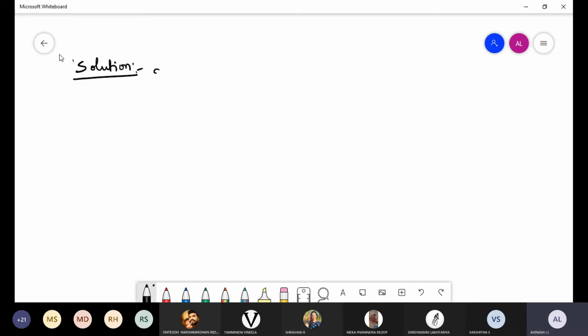What is the first thing they asked? They asked us to write the mechanical network for the system. Mechanical network for the system.